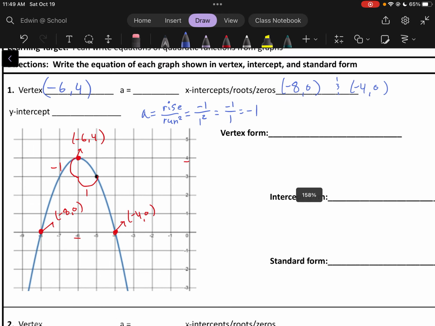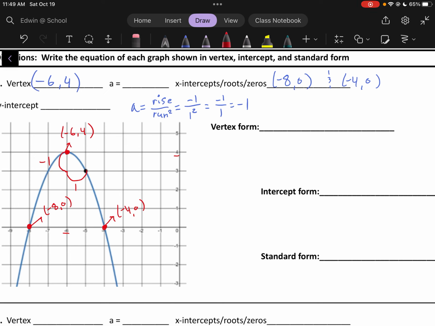Now that we have all these pieces, we could write each of these forms in a pretty fast manner as long as we remember what the equations look like. So this is the form for vertex. It's y equals a parentheses x minus h squared plus k, where h and k are our vertex. Naturally, it's called vertex form, so we want to make sure that we're putting the vertex in there. So let's just write it exactly as it is.